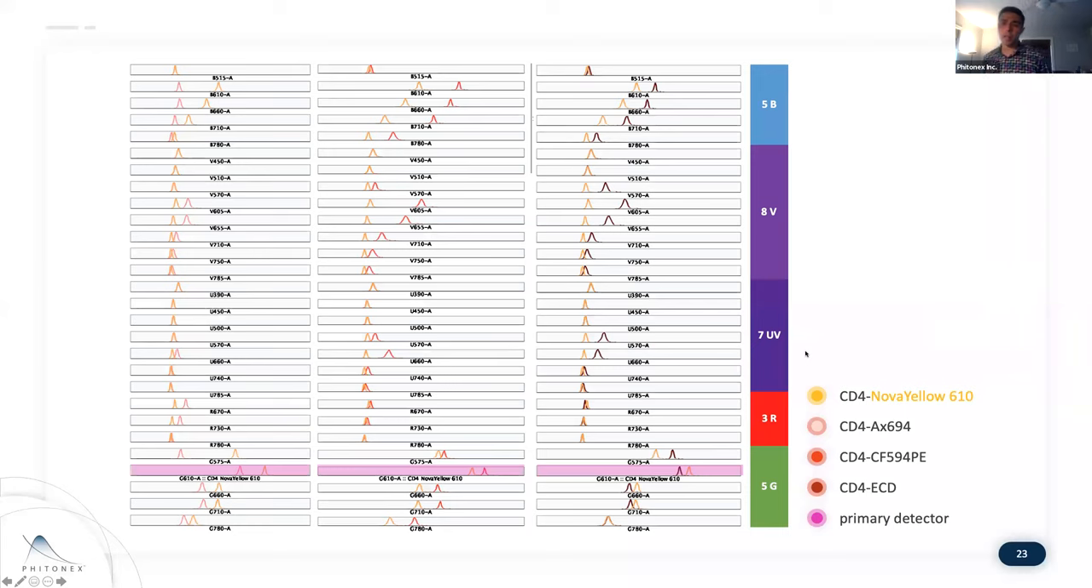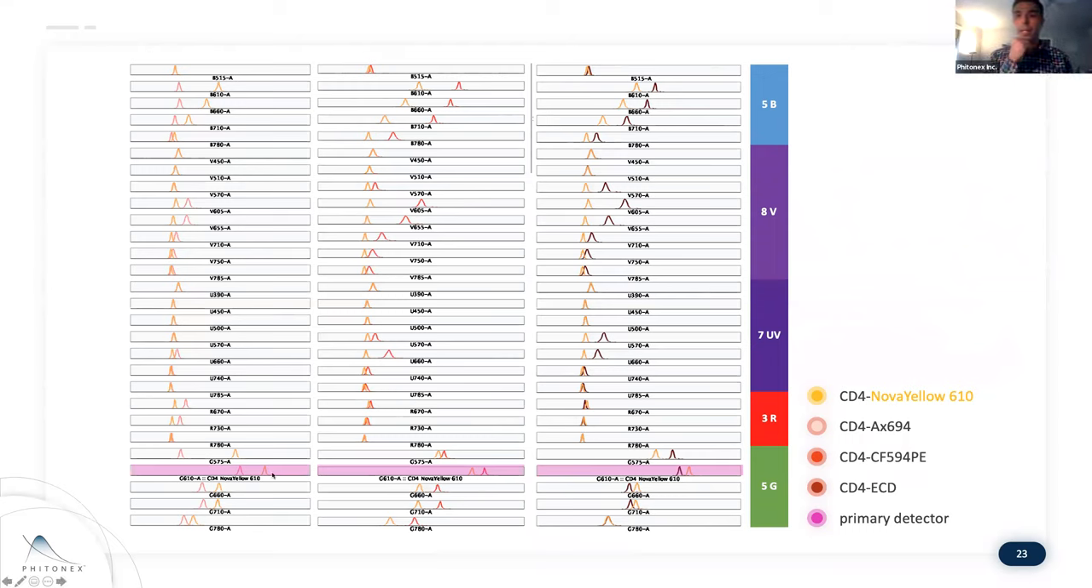Another comparison, lots more apples to apples in this case, is Nova Yellow 610 because of where it's detected off of this green laser. We compared it to Alexa 694, this PE conjugate, CF594, PE-Dazzle, right? A very bright conjugate, as we'll see, a very messy conjugate, and then also this ECD dye from Beckman. And we're looking here at what it looks like in the primary detector.